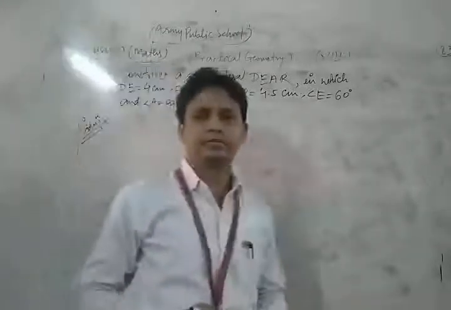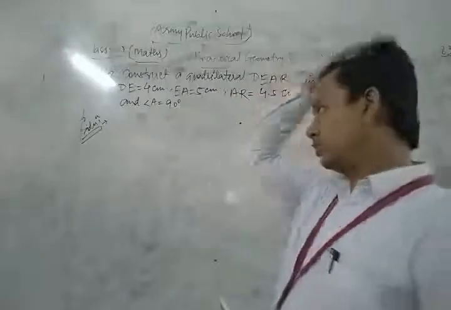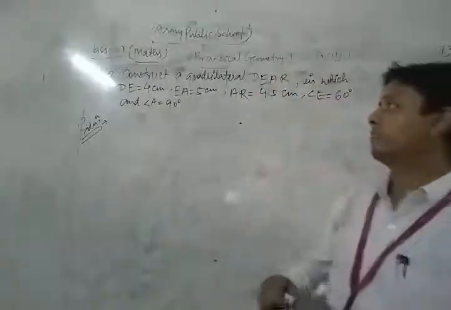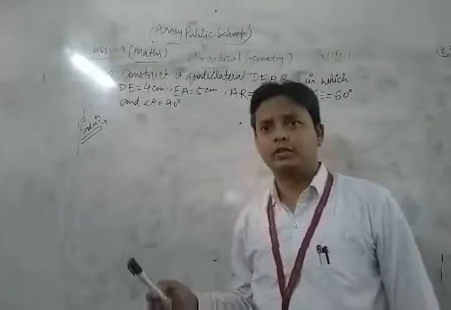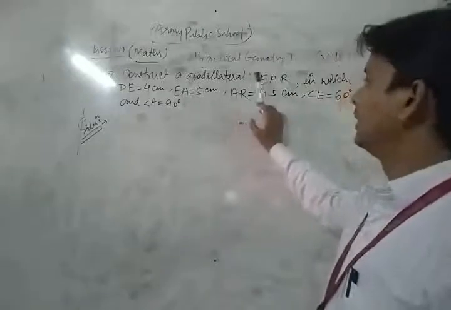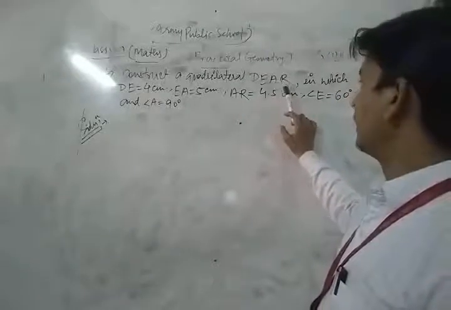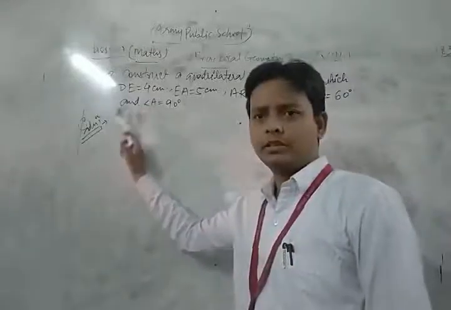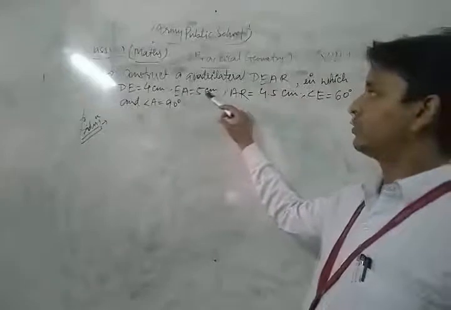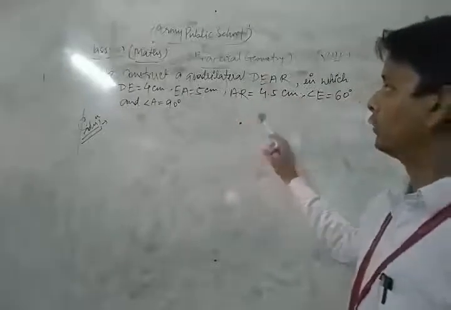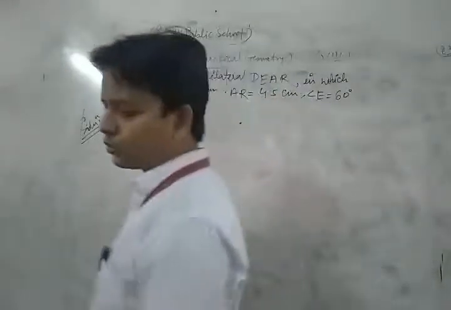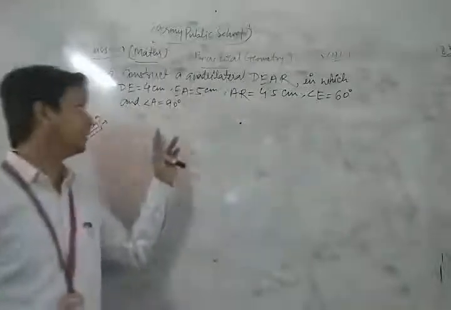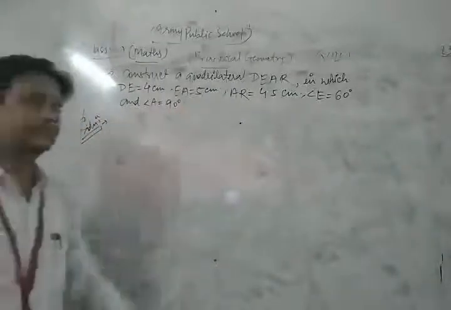Let's see, dear friend. In this question, we construct a quadrilateral DEAR in which DE is equal to 4 centimeter, EA is equal to 5 centimeter, AR is equal to 4.5 centimeter, angle E is equal to 60 degree, and angle A is equal to 90 degree.